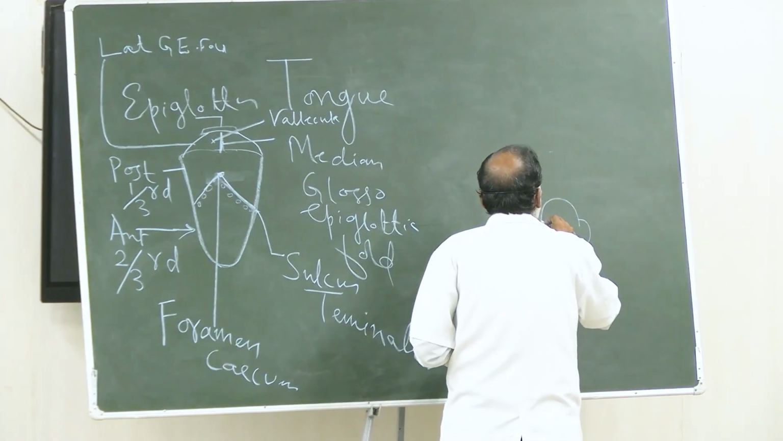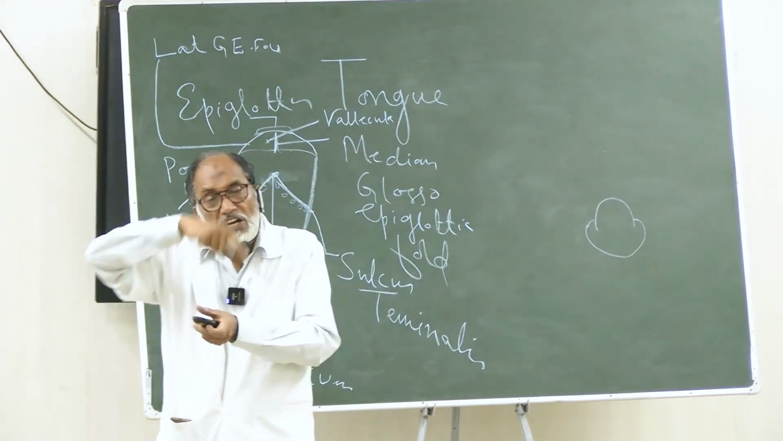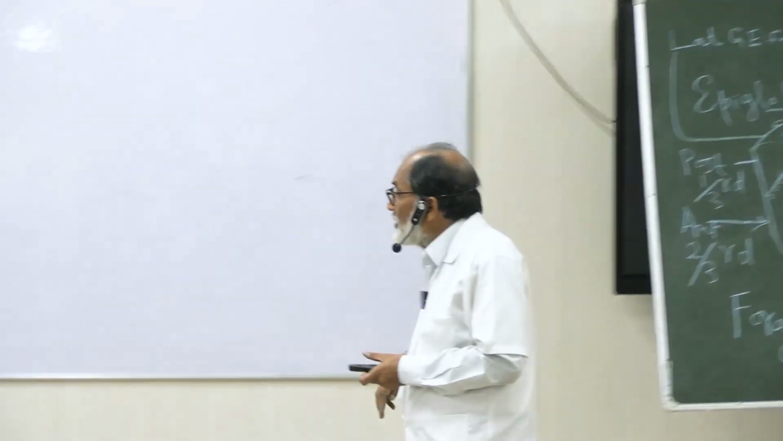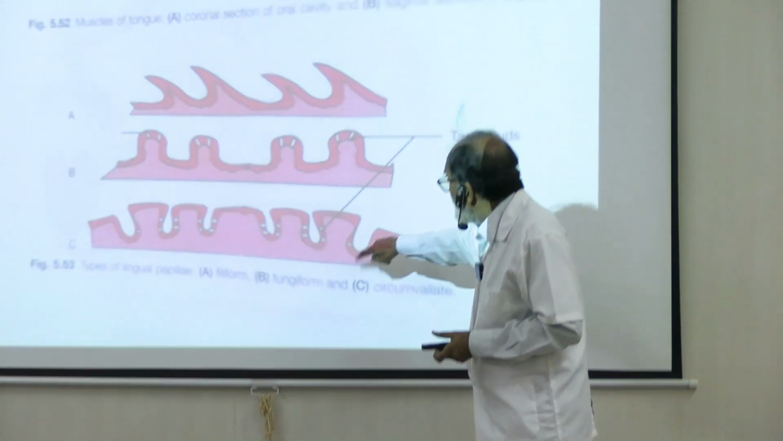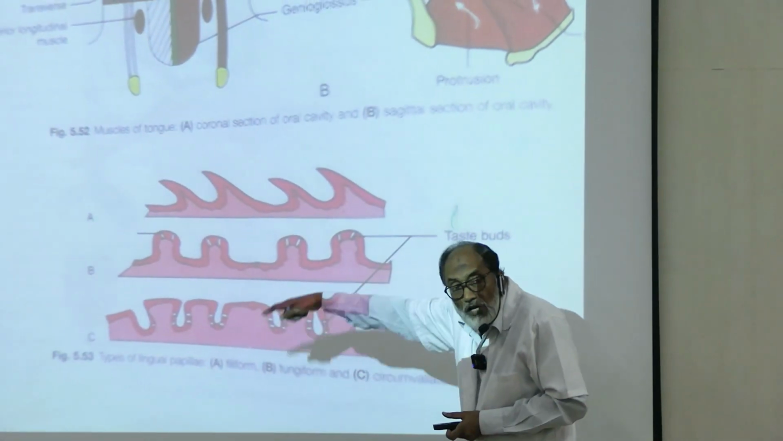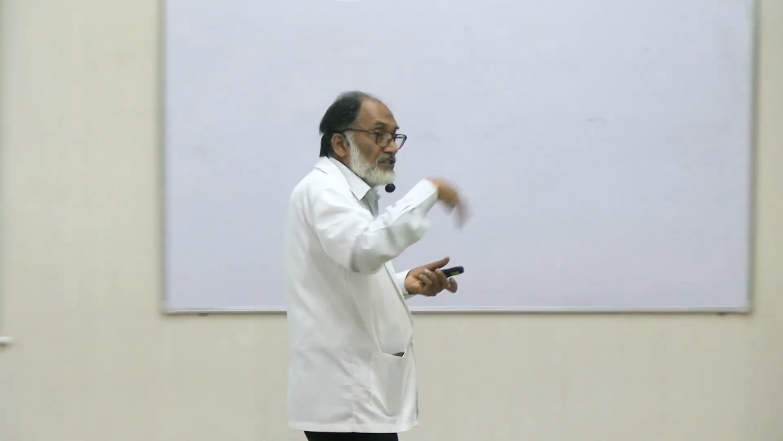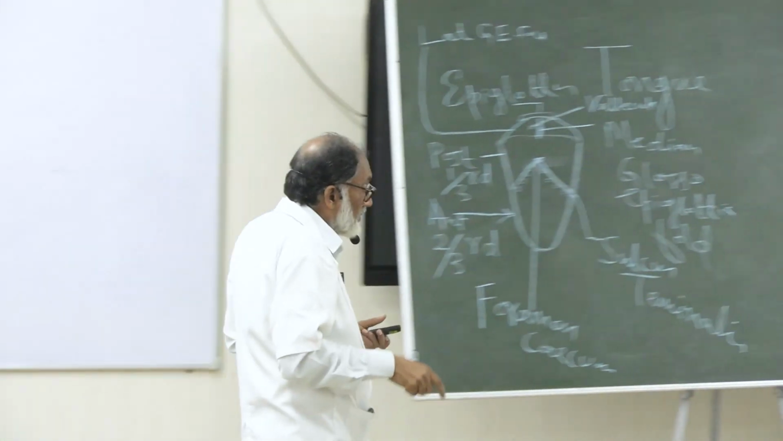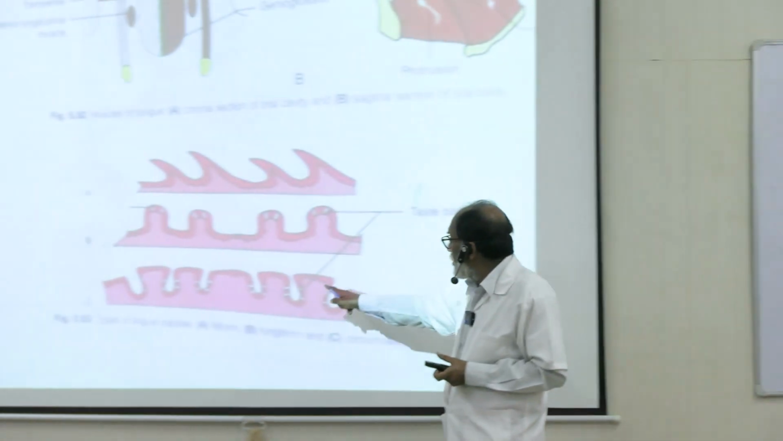There is a trench, a sulcus around the circumvallate papillae. Sulcus is all around the circumvallate papillae. This sulcus, the wall of the sulcus, here you see the wall of the sulcus.